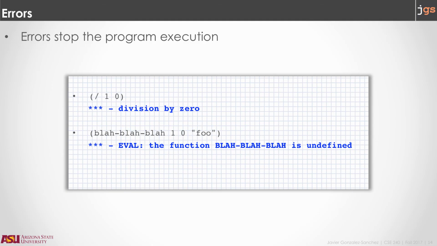When you have an error in your program, the execution is going to stop. So for instance, a division by 0 is going to stop the program, or if you call a function that is not defined, that is going to be an error. For instance, here, this sentence is calling a function that has as an ID blah blah blah, and is using as parameters two integers, numbers 1 and 0, and one string. Because that function does not exist, you are going to receive an error message.